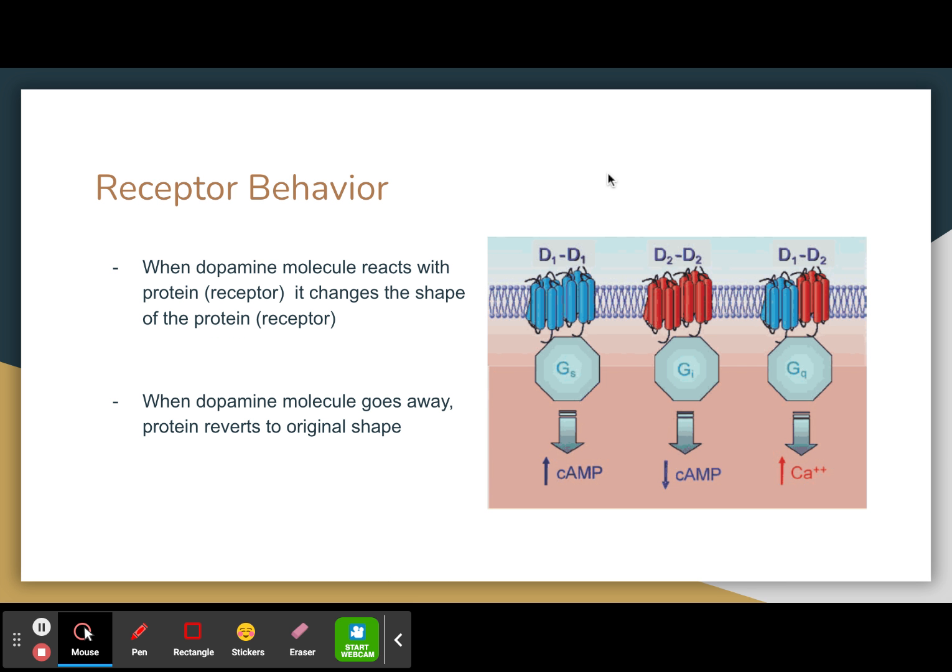Dopamine receptor behavior is that when a dopamine molecule reacts with the protein or receptor, it changes the shape of the protein or receptor. When the dopamine molecule goes away, the protein reverts to its original shape.